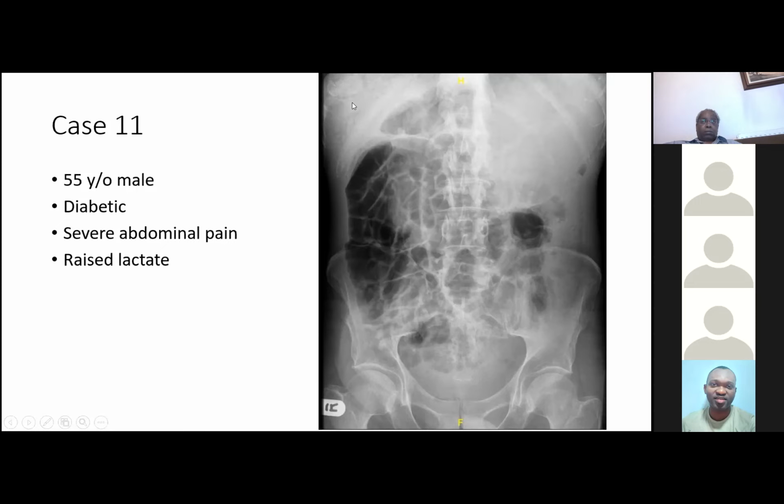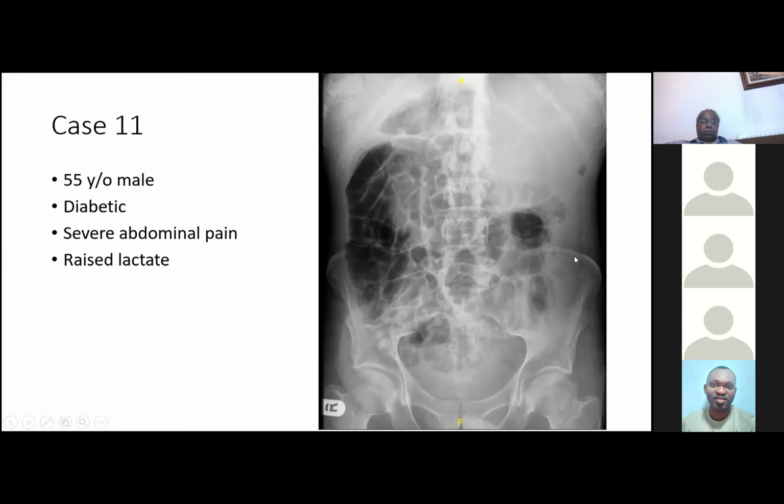The other possibility when you have branching lucencies or gas-like lucencies in the liver is gas in the bile ducts. Now, the way to tell the difference on a plain film is that gas in the bile ducts tends to be more centrally located, whereas gas in the portal vein tends to be more peripheral. So those are gas in the portal veins, and there's also this gas here, which we thought was in the bowel wall.